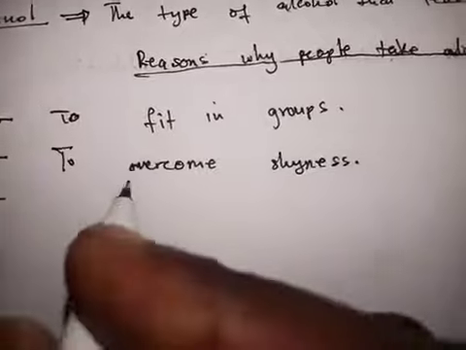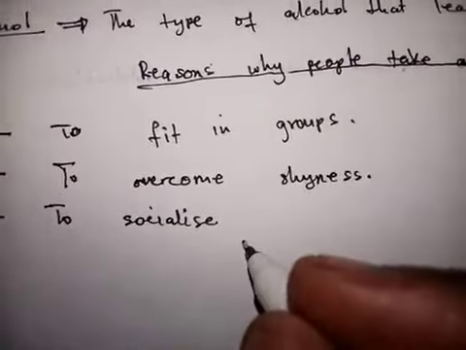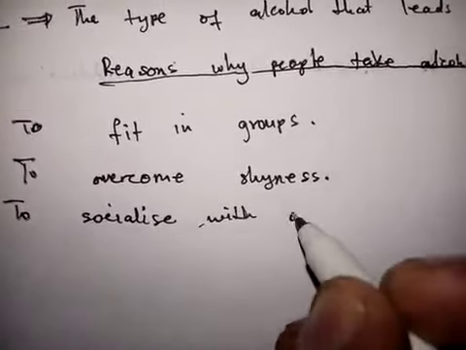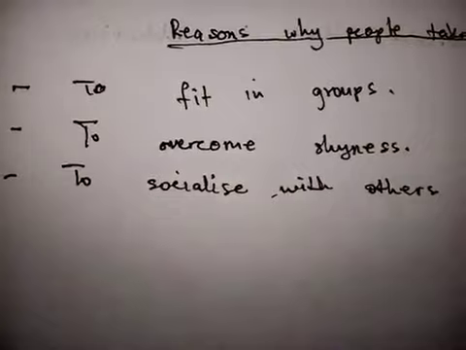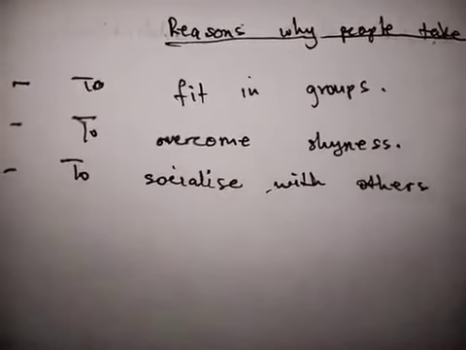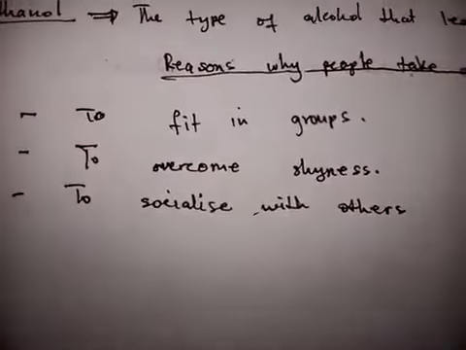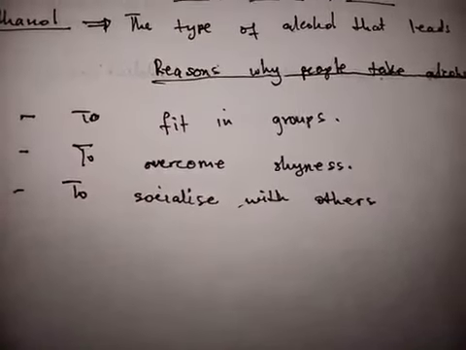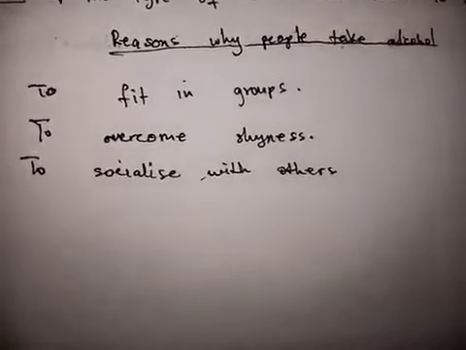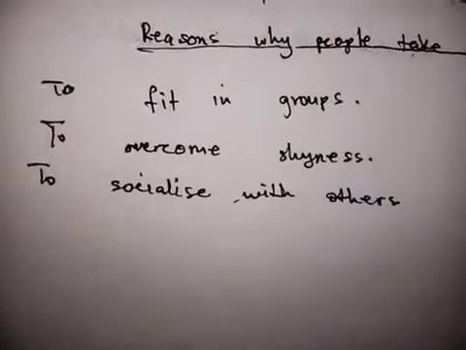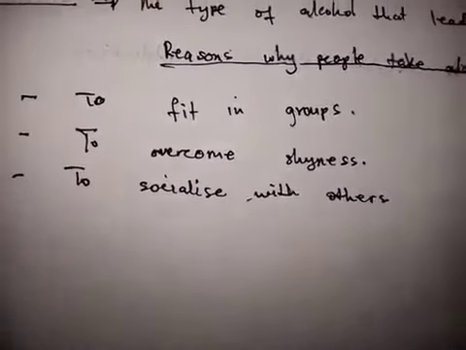Then we have also to socialize with others. You find that maybe people have attended a party and it is a norm of maybe the family or the community to take alcoholic drinks. You find that all the people are drinking, and some people who have gone there to attend, who have not been taking, may end up also taking because of seeing others taking, as a way of fulfilling the social needs or society needs.